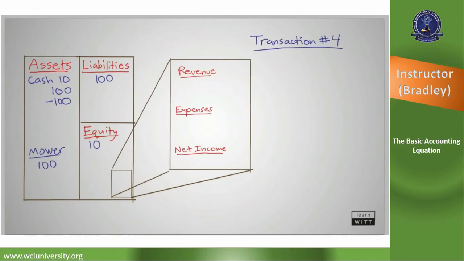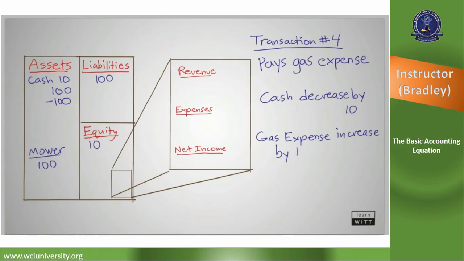Transaction number 4. Jim pays $10 for gas. The amount of cash in the business decreased by 10. The money was used to pay an expense of operating the business. Therefore, the expenses of the business increases. To reflect this on the books, the cash account is decreased by 10. Then, to show the corresponding decrease in equity, we will show an increase in the expense account of the income statement. When expenses increase, the income decreases.